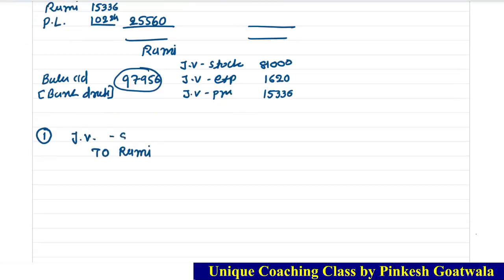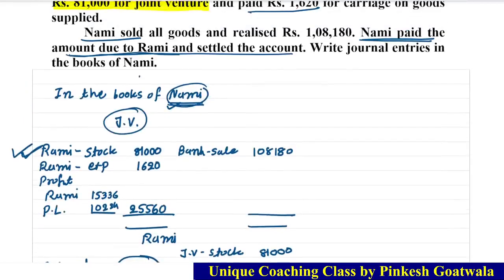Okay, this is about stock. And also after writing the journal you can check the effect. Suppose you are going to give effect of this journal to joint venture, where will the entry come? So here we debit joint venture. So joint venture debit side, what we have to write? Rami, right? So journal આવી રીતે બનાવીને ચેક પણ કરી લેવાની.